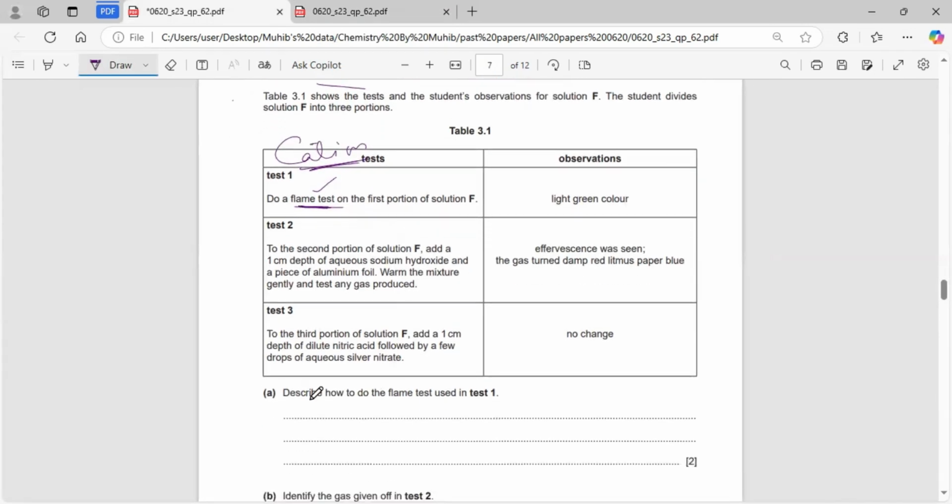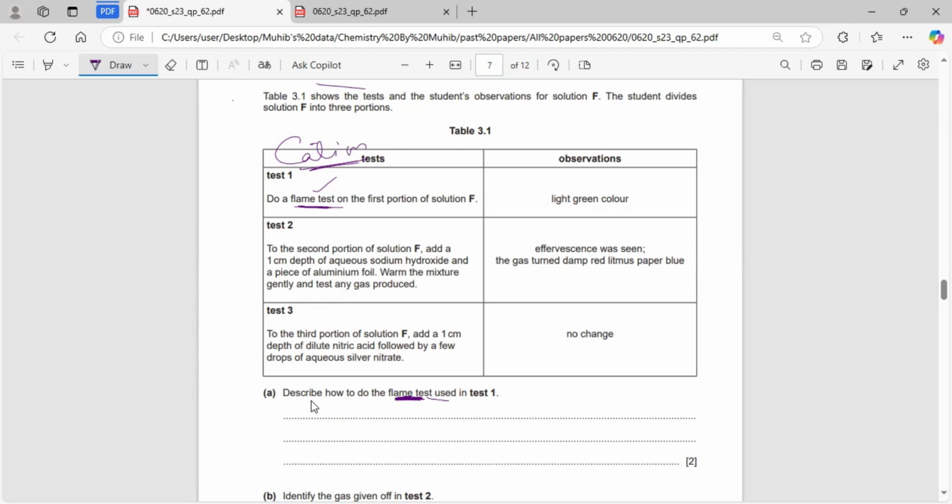Now describe how to do the flame test used in test 1. Remember, you will have to use the platinum wire, and dip it into HCl. This is the flame test procedure, and it is a very simple test. The tables you have to read and understand, this is conceptual. There is nothing to do with the procedure of the flame test with these tables, right?